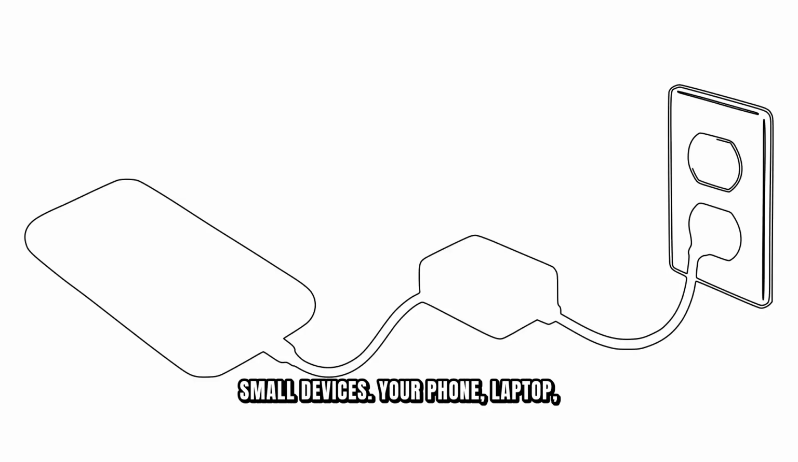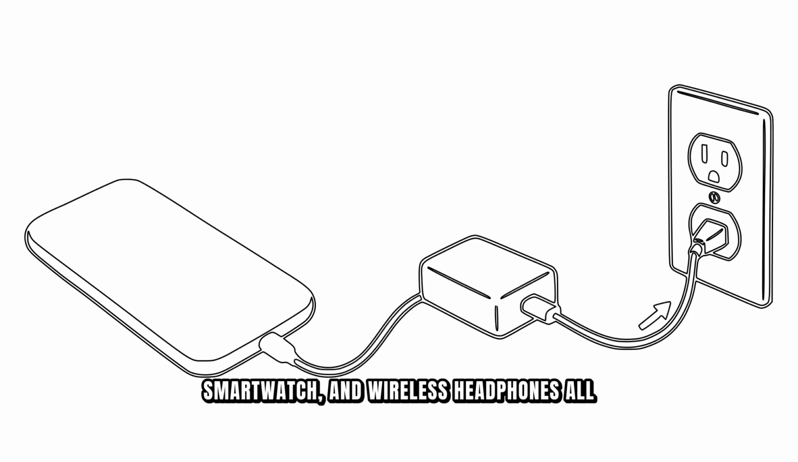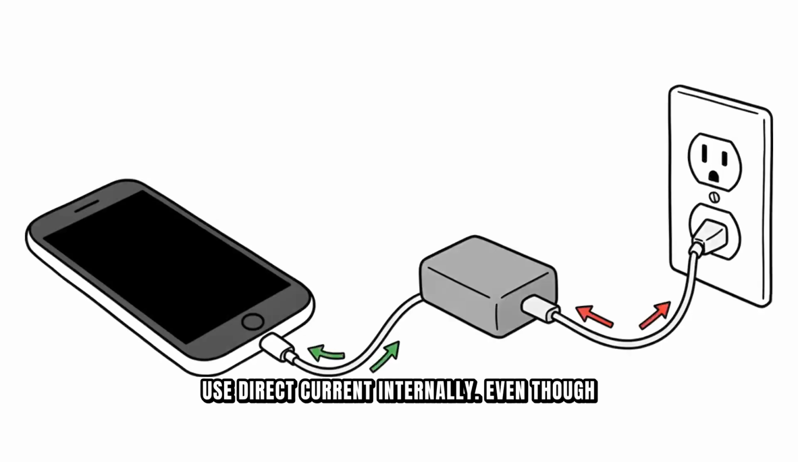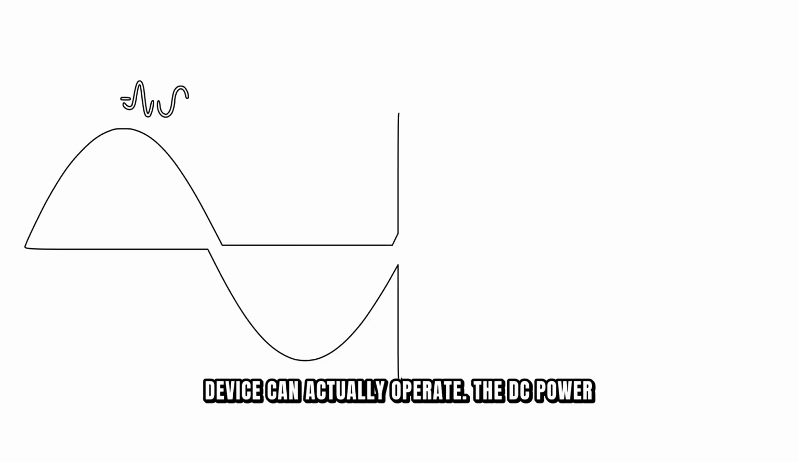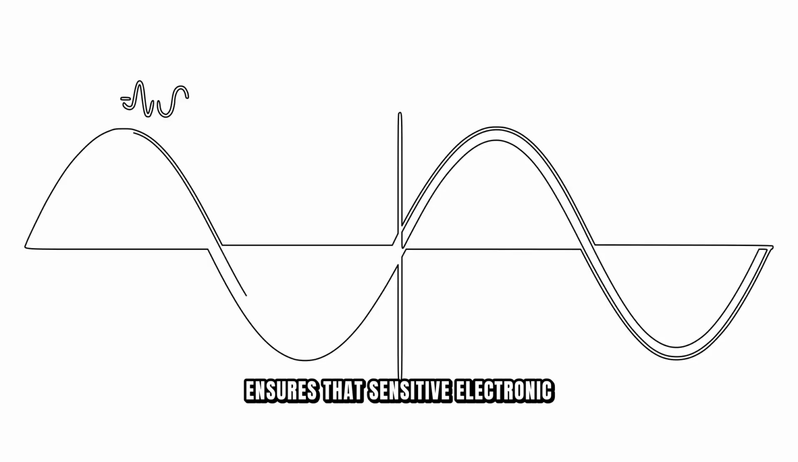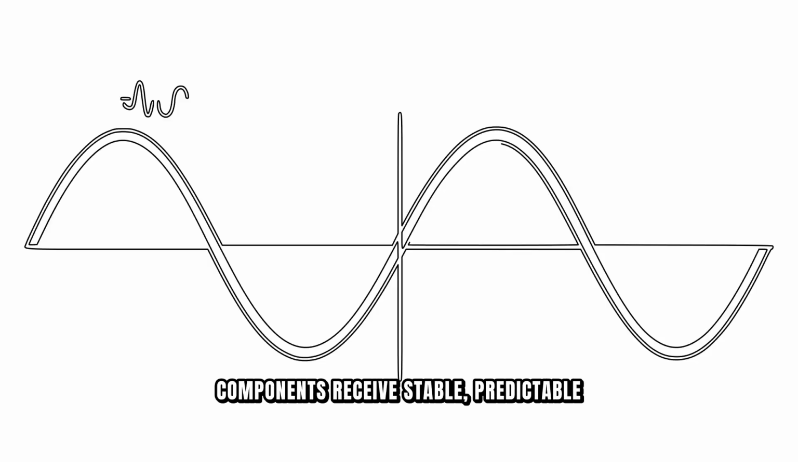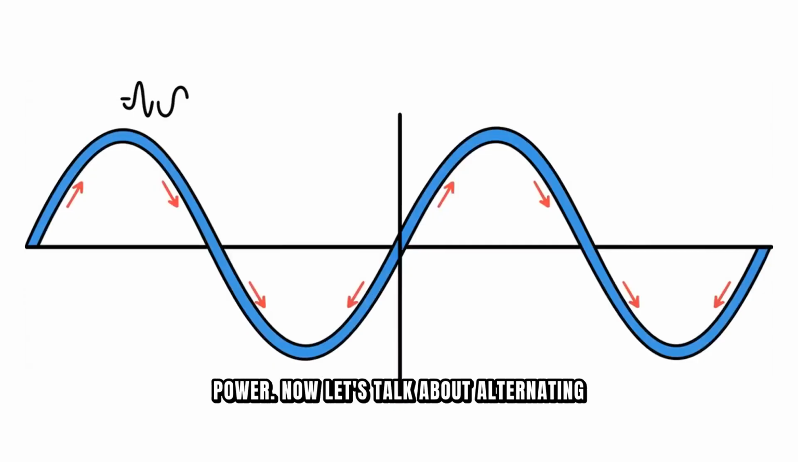Direct current is fantastic for portable electronics and small devices. Your phone, laptop, smartwatch, and wireless headphones all use direct current internally. Even though you might plug them into an outlet that provides alternating current, there's a power adapter that converts that AC to DC, so the device can actually operate. The DC power ensures that sensitive electronic components receive stable, predictable power.